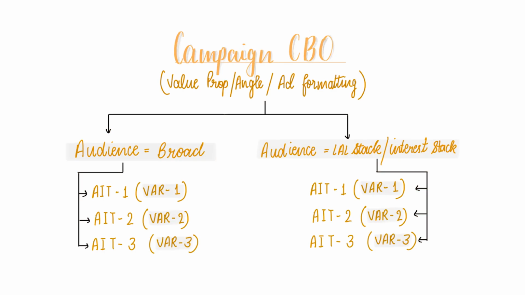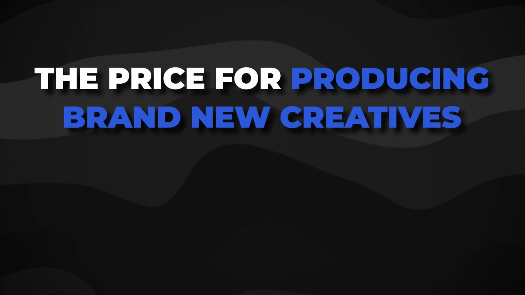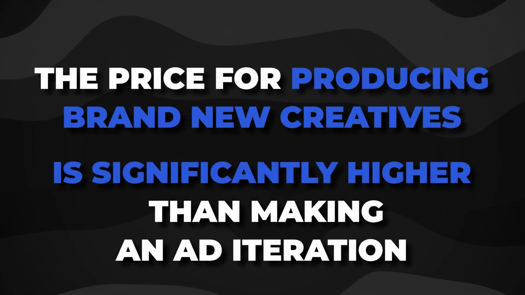Now, on the image in front of me right now is the typical structure that we at AKM use when testing our best creatives or new creatives. Feel free to pause the video right here to model it or to write it down yourself because it is pretty useful. After we've done that, we always suggest splitting your budget between new ads and ad iterations. This is a cost-effective strategy because the price for producing brand new creatives is significantly higher than making an ad iteration, which is just changing one element or two elements of an existing ad. And you can start to mix and match once you have a high volume of them.